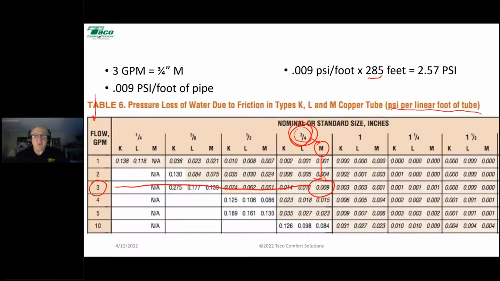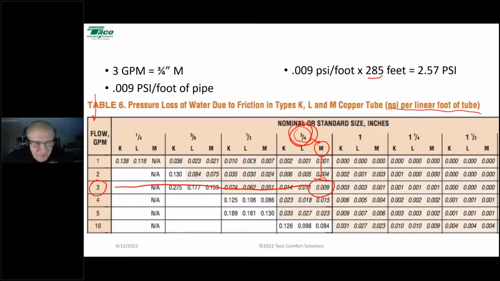So I'm going to multiply 0.009 PSI per foot of pipe times 285 feet of pipe. That gives me a pressure loss of 2.57 PSI. Now, circulators, the head pressure differential a circulator can create, is measured in feet of head. How do we convert PSI to feet of head? Anybody out there know? If you know, type it on in.